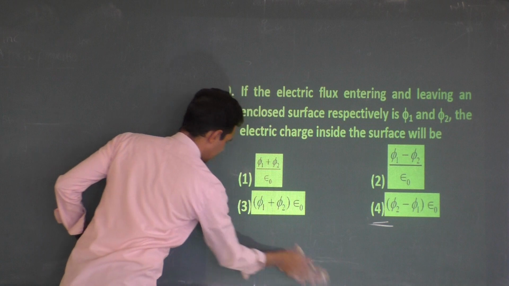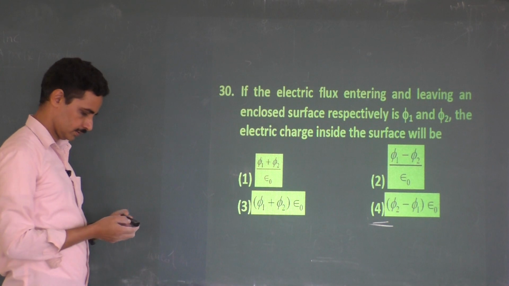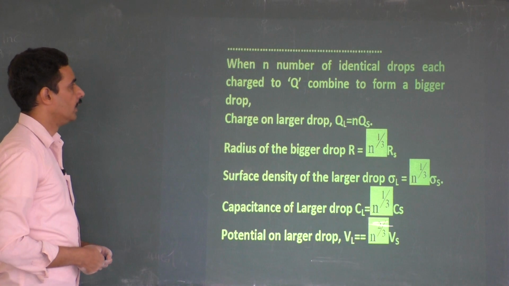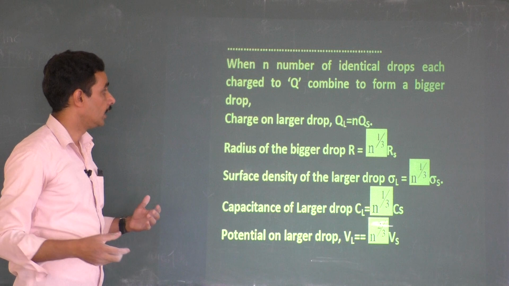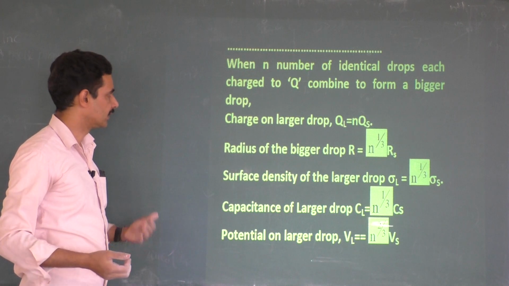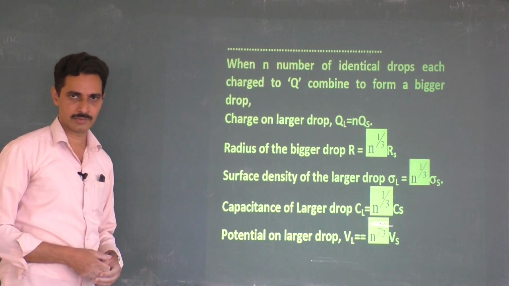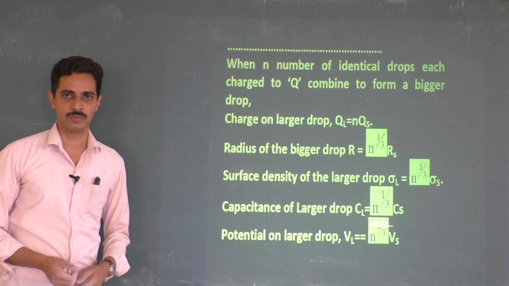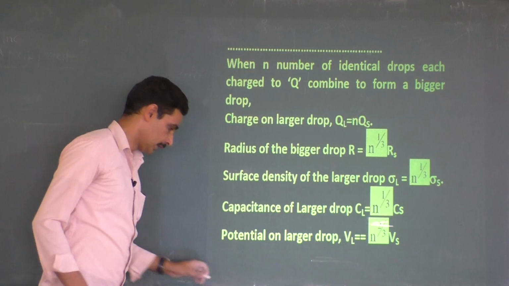Shall we move on to the next one? Yes. 31. When a number of identical drops of any liquid combine together to form a single drop, what are the changes occurring in the single drop? That is the question now. A number of drops combine together to form a single drop.